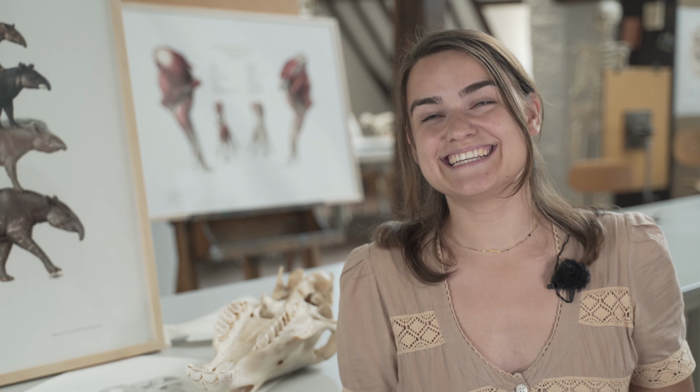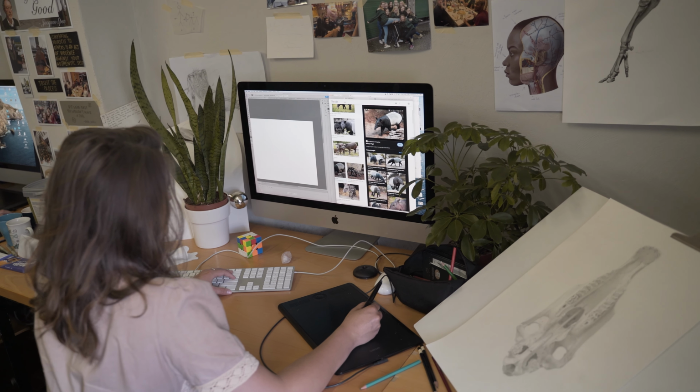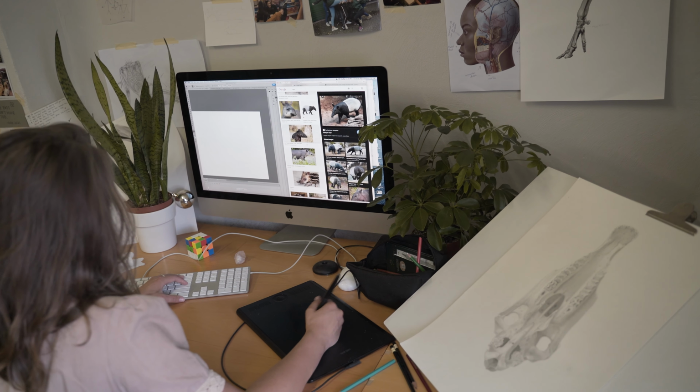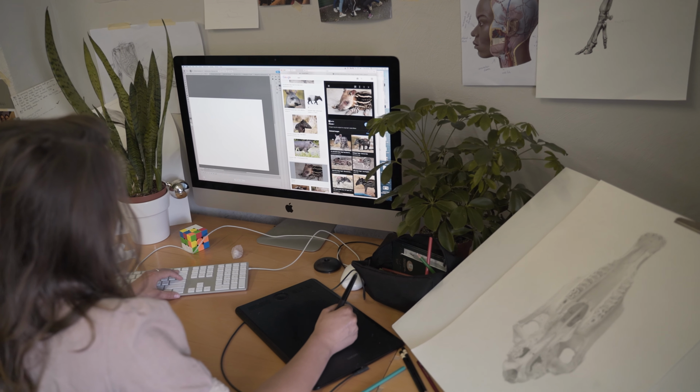And that people are educated. The tapir is not an anteater. That's what I want people to take away from this. That scientific illustration can be fun and pretty and educational at the same time.